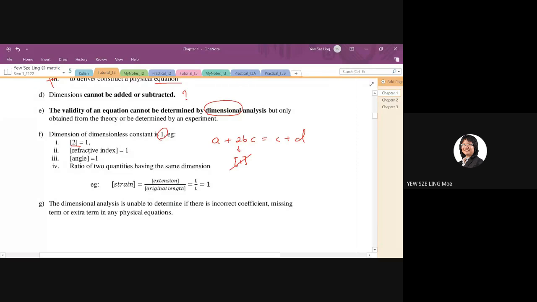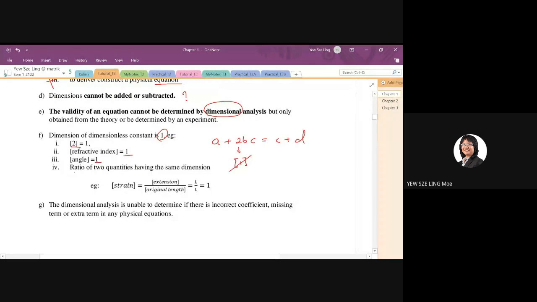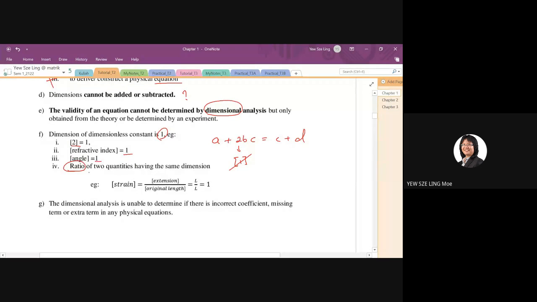So refractive index, no dimension, therefore it's equal to 1. Angle, no dimension, it is equal to 1. Ratio, okay, this is a very tricky question. So ratio of two quantities, because you cancel out the quantity, it is equal to 1. All right.